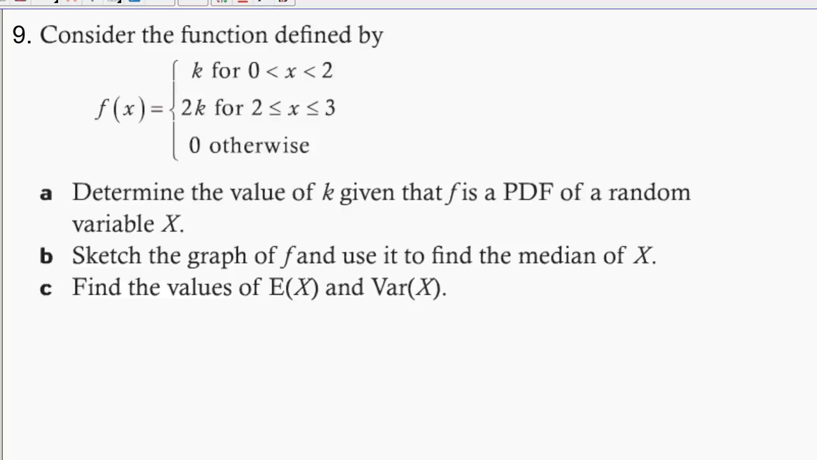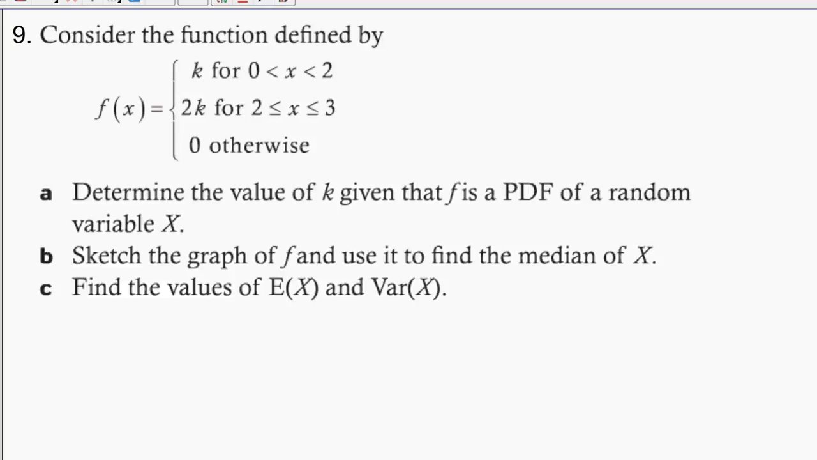Number 9. So in number 9, consider the function defined by k from 0 to 2 and 2k from 2 to 3 and 0 otherwise. A, determine the value of k given that f is a PDF of random variable x. Remember, the area under the curve has to be equal to 1. B, sketch the graph of f. I'll use it to find the median. C, find the values of expected value and variance of x.